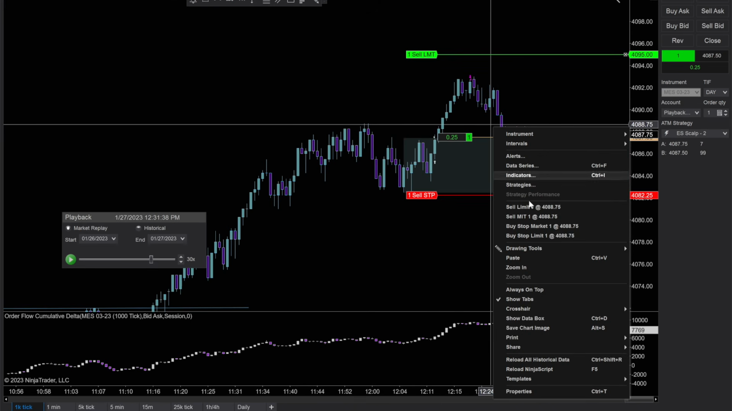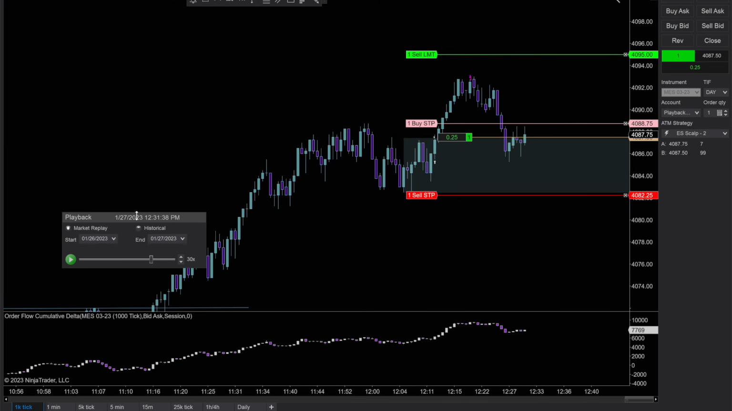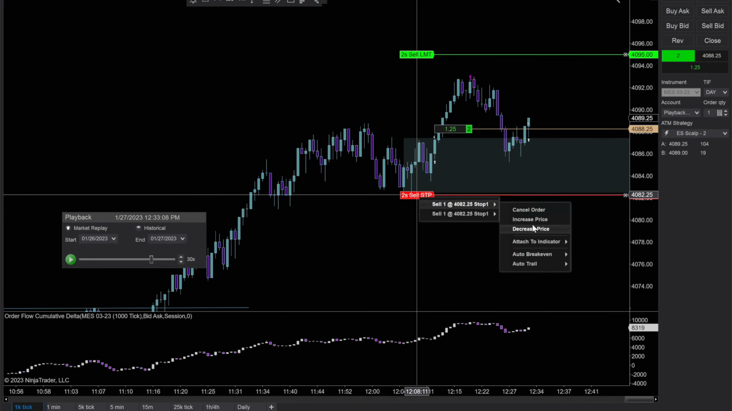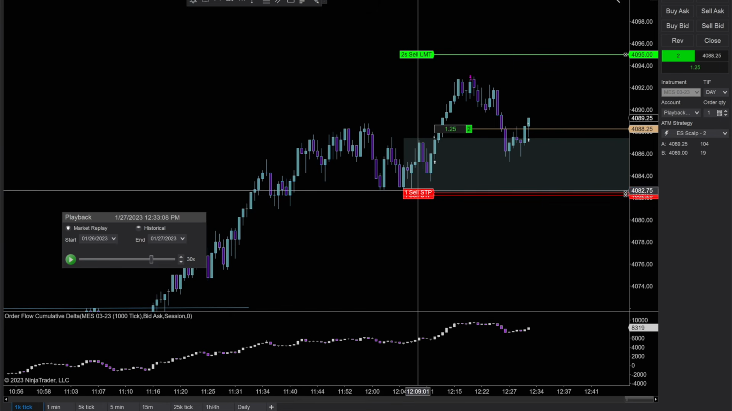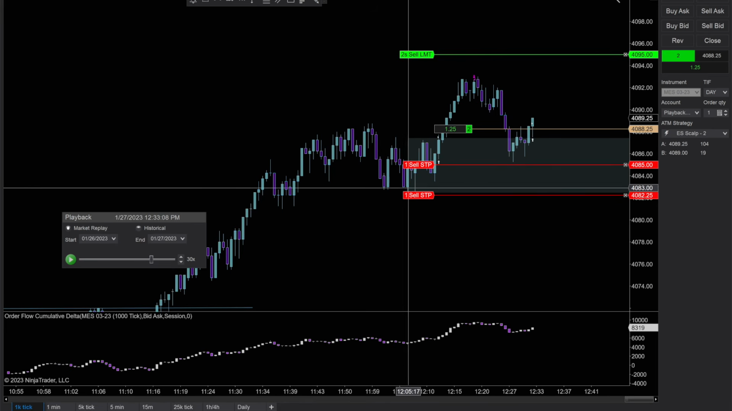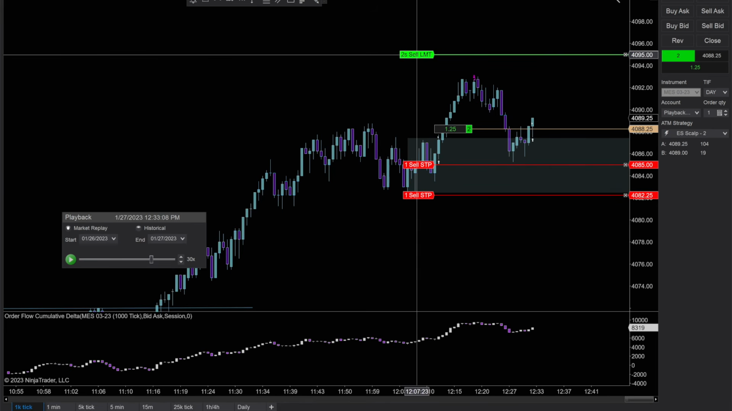I'm in profit. Let's see what happens if I were to take a break there. Okay, so I'm in that. What I'm going to do is just move the one stop because I don't feel super confident about that entry. So I'm just going to move the stop from that new position. I'm going to keep my other runner stop down there.